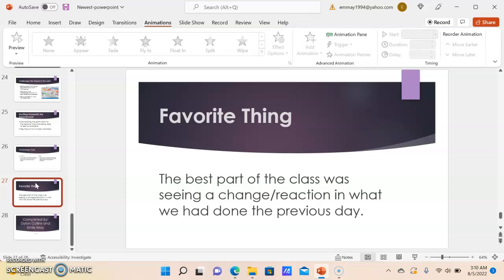So we discussed it, and our favorite thing about the class was seeing a change or reaction in what we had done in the previous day. Every day we came in and saw something different or how something changed, and just knowing that we had put that together and we were changing it to learn new things was very exciting and helped us feel more confident and know what we were doing.